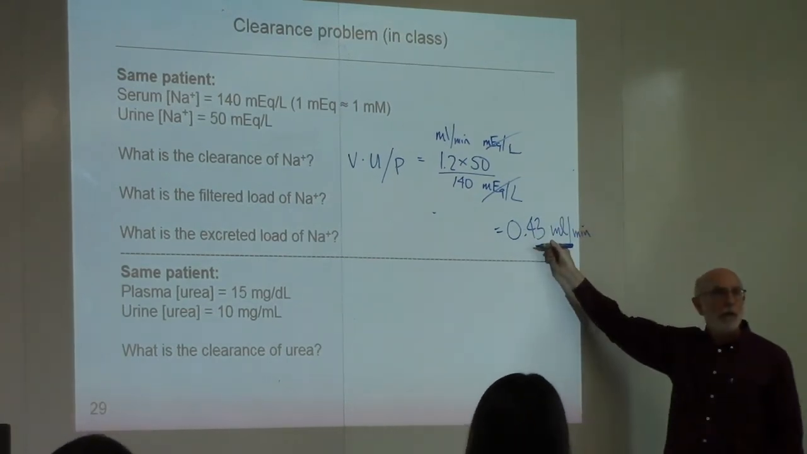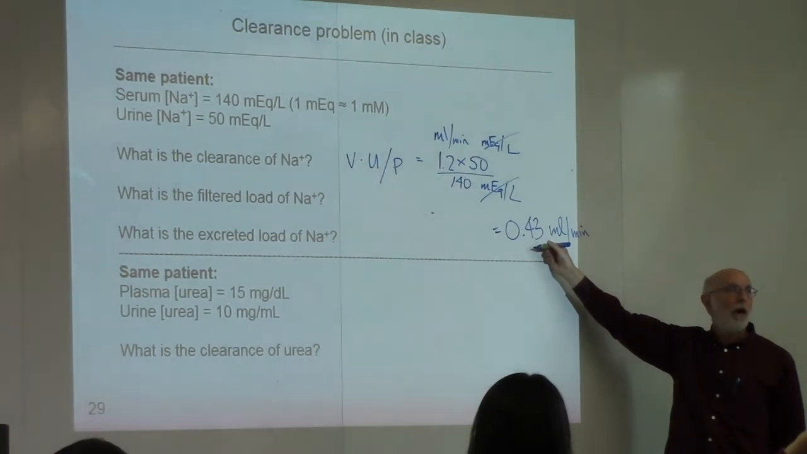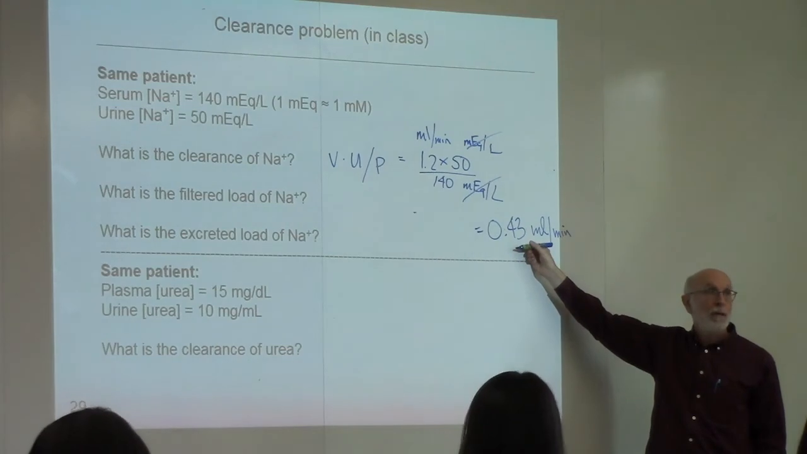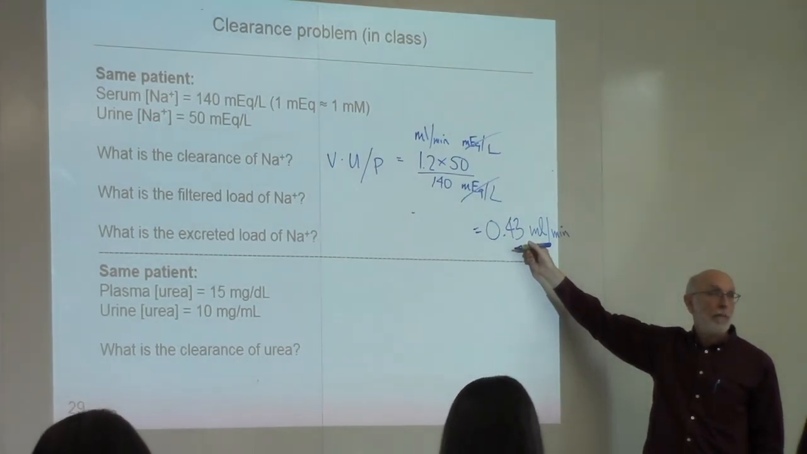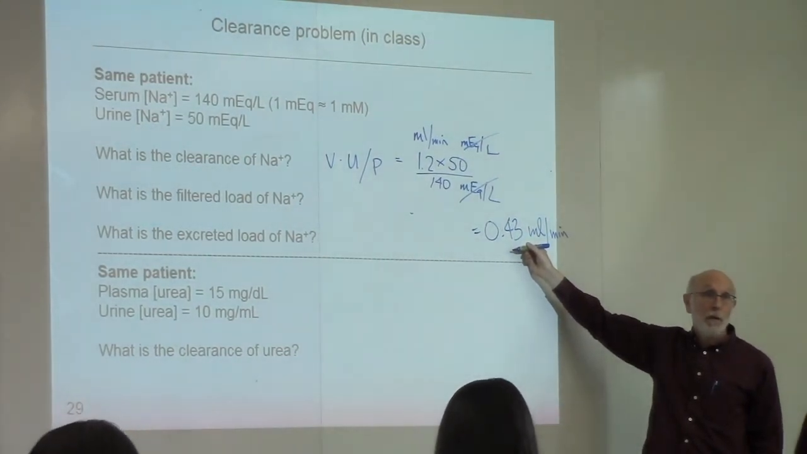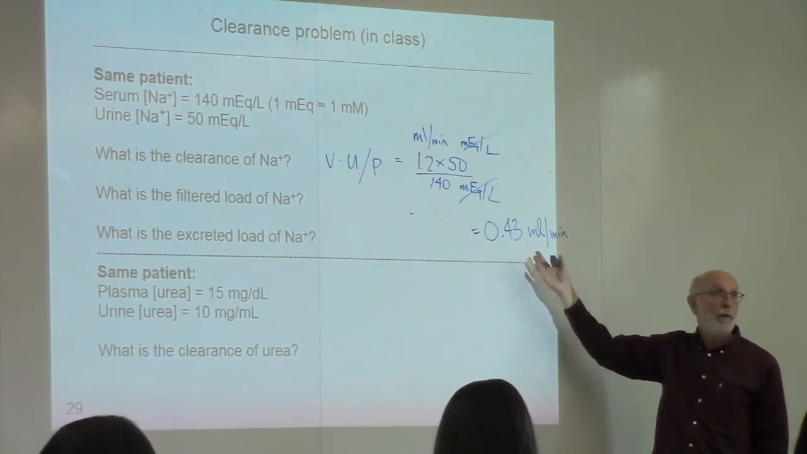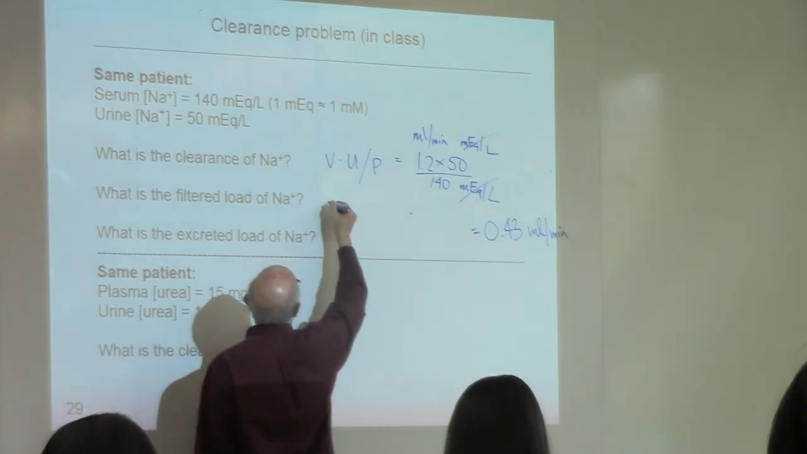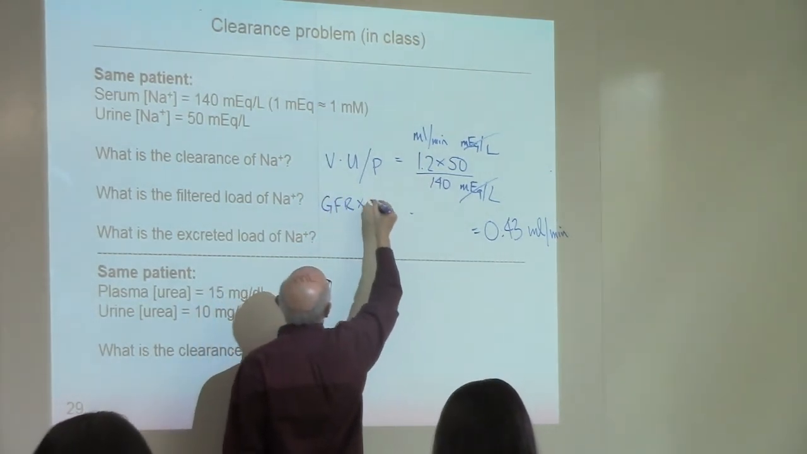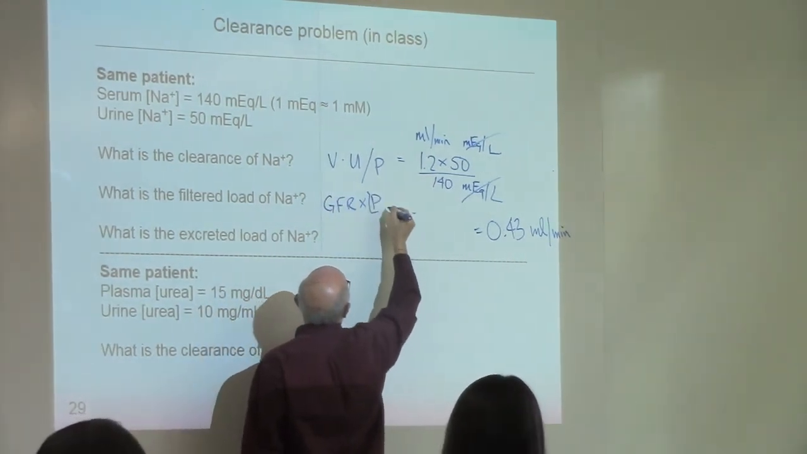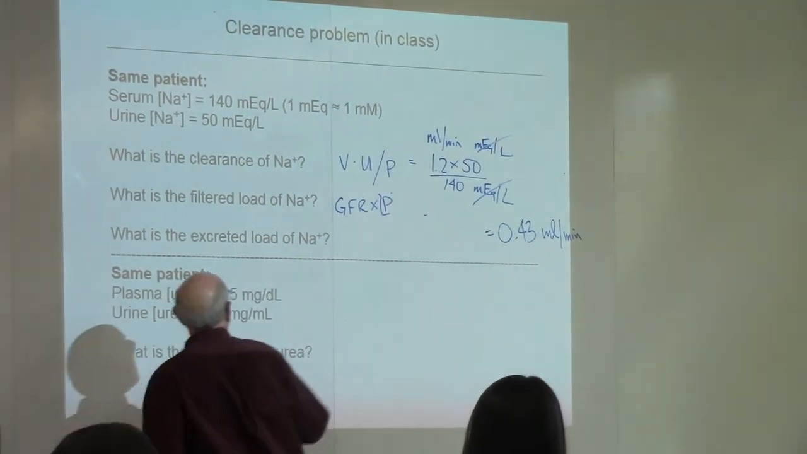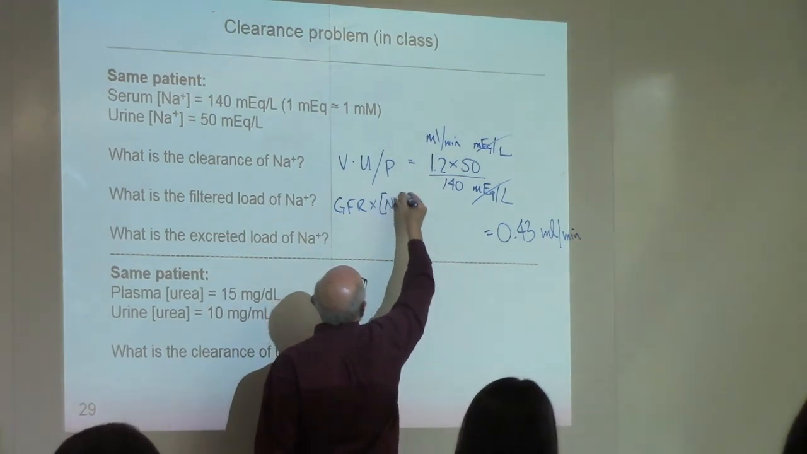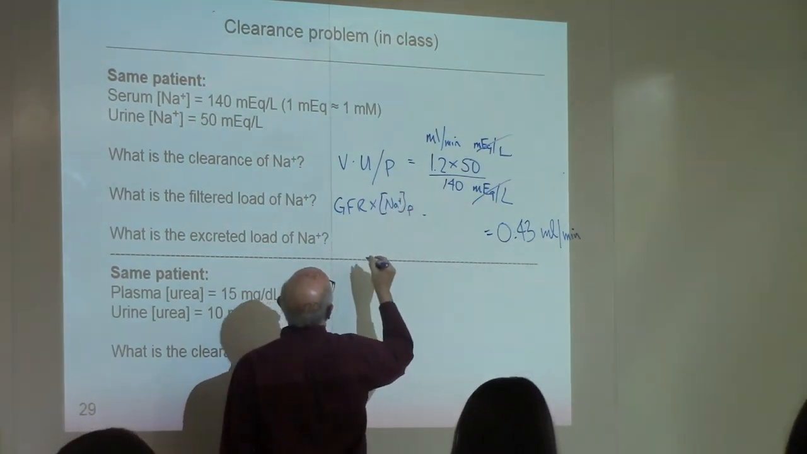Why is this number so much lower than GFR in this patient? Because sodium is actively reabsorbed by the renal tubules. So what was filtered was mostly reabsorbed. What is the filtered load of sodium? Now, the filtered load is GFR times the plasma concentration of sodium. So what was GFR?